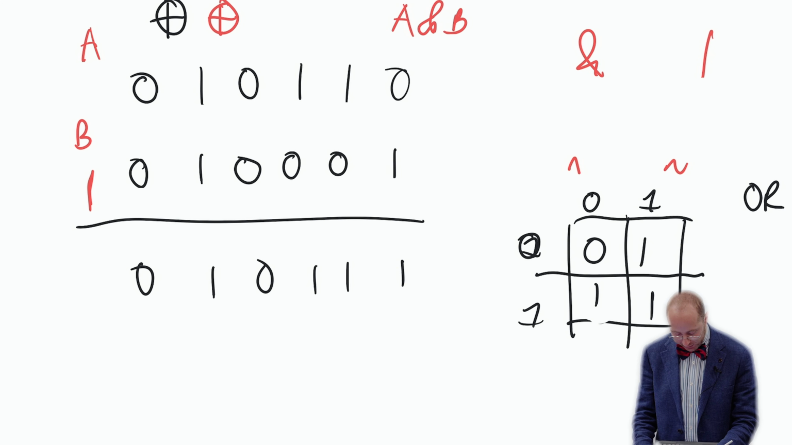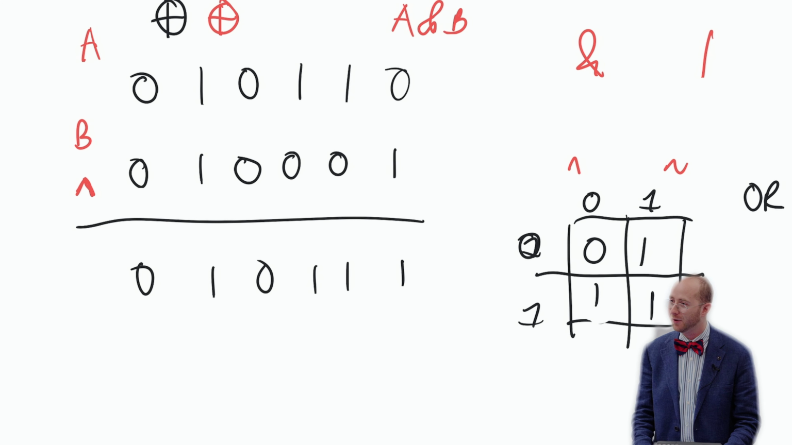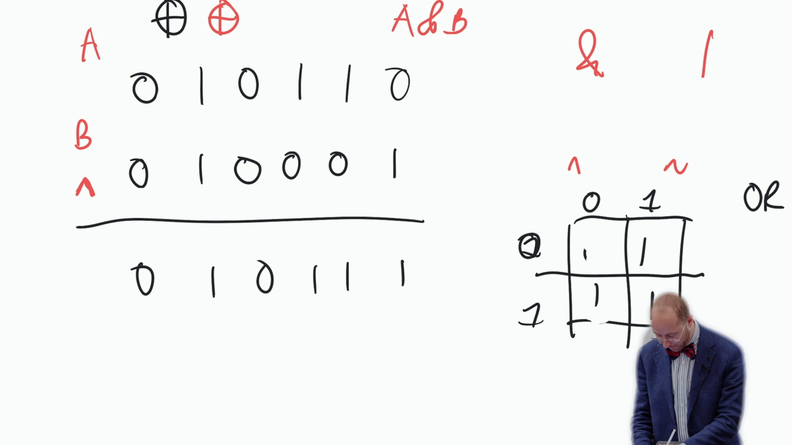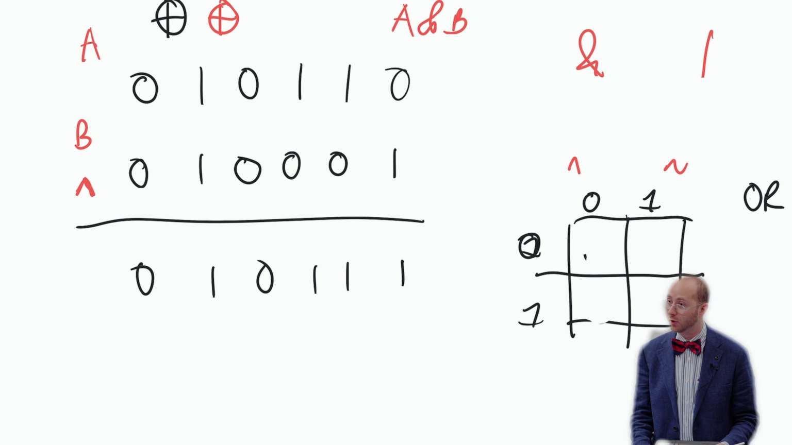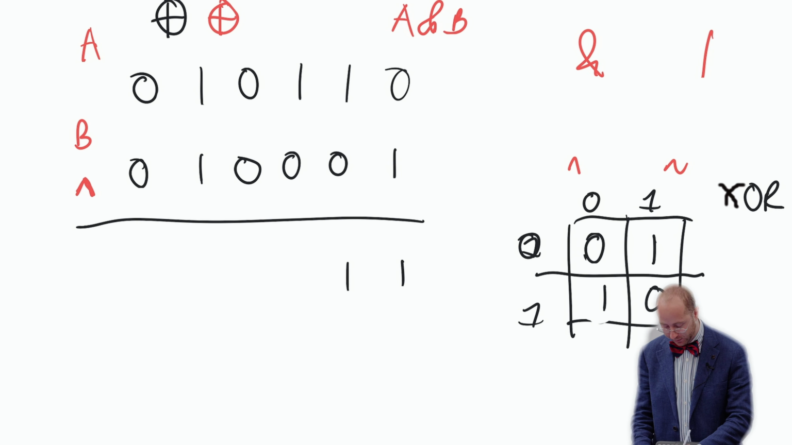But in C, because we don't have access to that funny symbol, we are going to use the caret symbol. That's the one above the number 6 on a standard keyboard. So let's fix up our truth table for it. XOR will give us 0 when both of them are 0. It will give us 0 when both of them are 1. And it will give us a 1 as long as only one of them is 1.